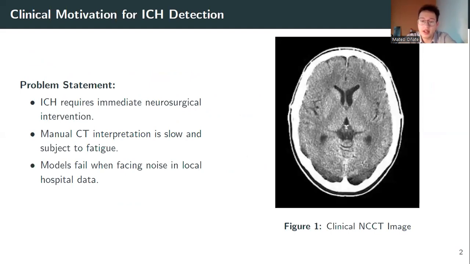Intracranial hemorrhage is a critical neurological emergency where time is a valuable thing. In a developing country like Ecuador, the diagnostic pressure on radiologists is immense. Manual interpretation is not only slow, but subject to fatigue, especially during off-peak hours. While artificial intelligence offers a powerful tool for automated triage, most state-of-the-art models are built in laboratory environments using perfect standardized data, but our goal was to bridge the gap between those idealized research benchmarks and the challenging reality of our local clinical repositories.